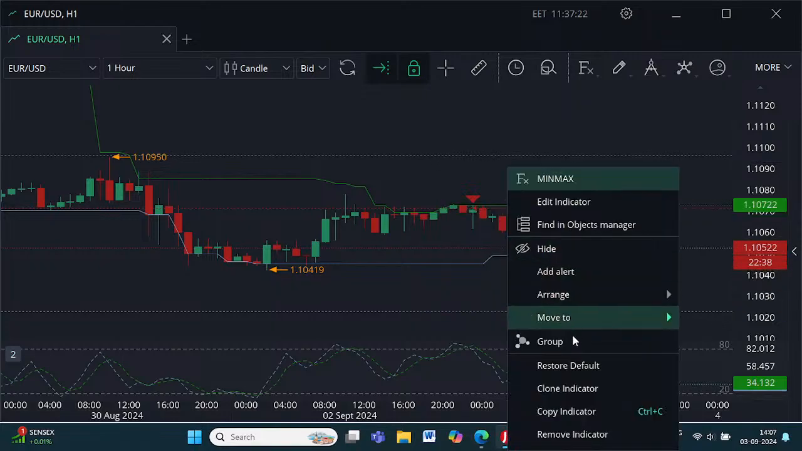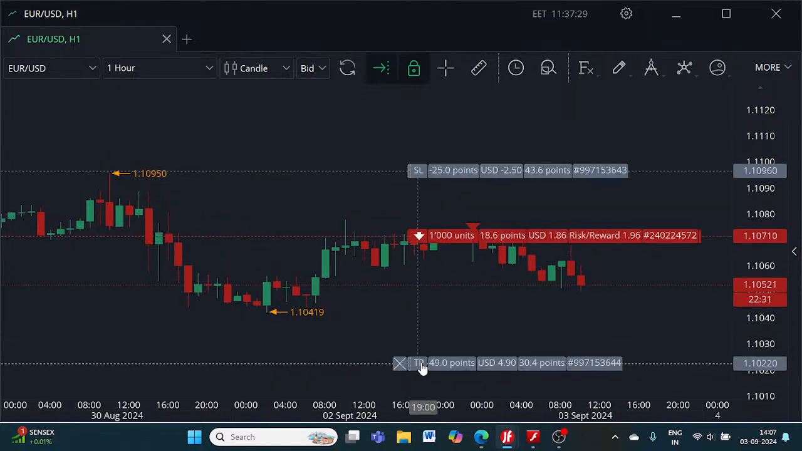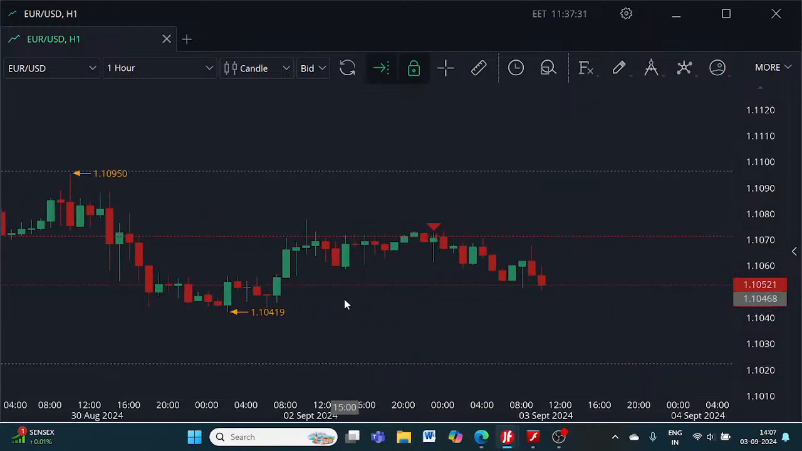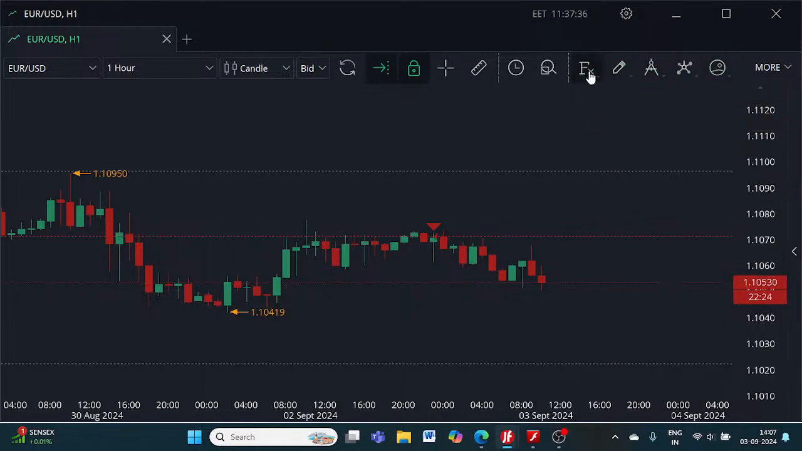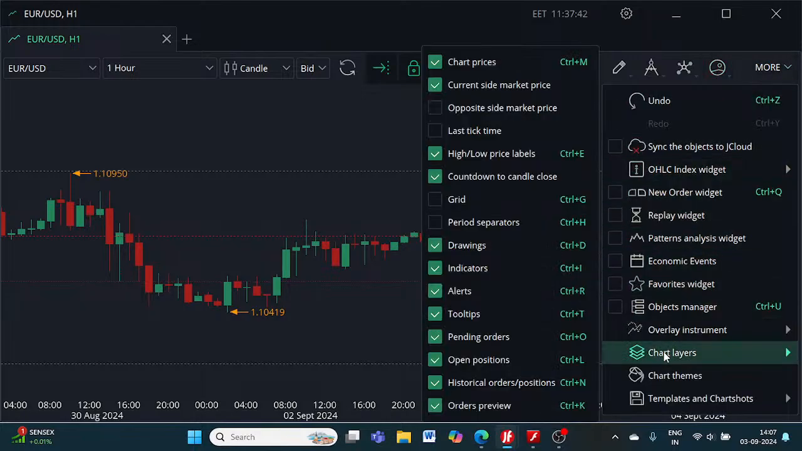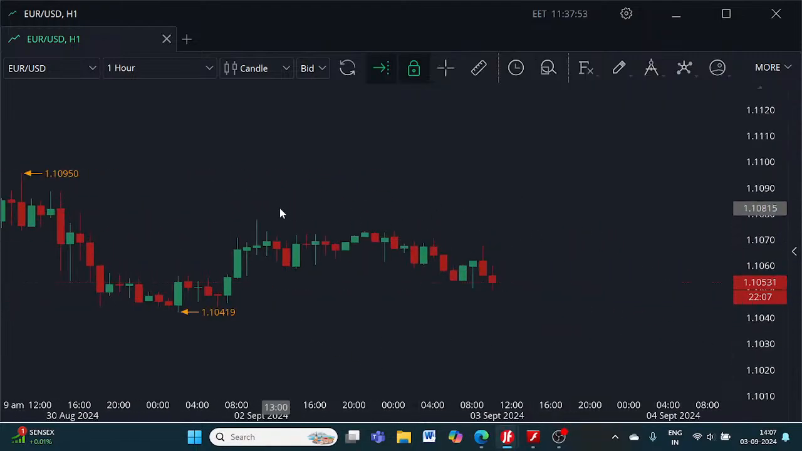Now let me remove this as we are starting off fresh. Remove this indicator. Okay, we can hide as well. And somewhere here we will have the options. Chart list. Alright, we have now this in blank.